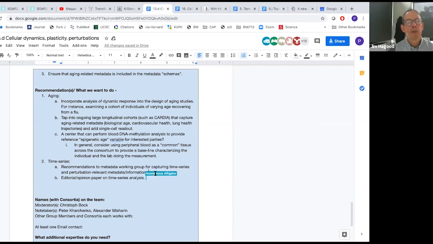Christoph, one thing you mentioned earlier was organoids, and I think maybe looking at organoids and organotypic cultures as models where you can control time and perturbations very tightly. That may be a place to begin to build some models for dealing with time series. Yeah, I like that idea.